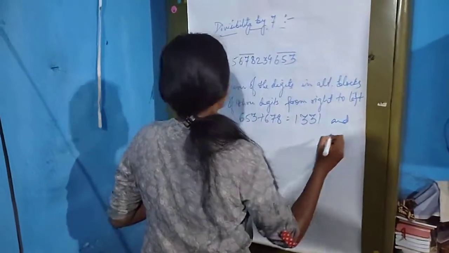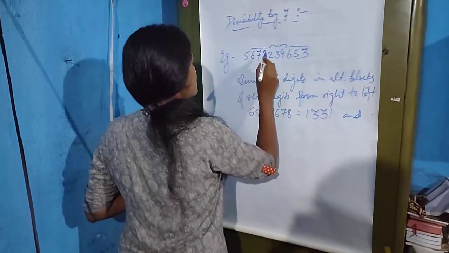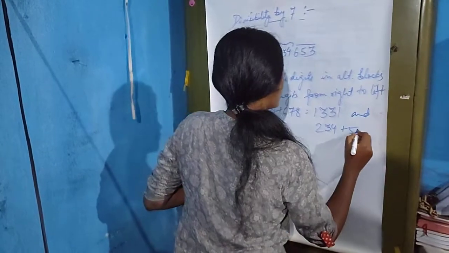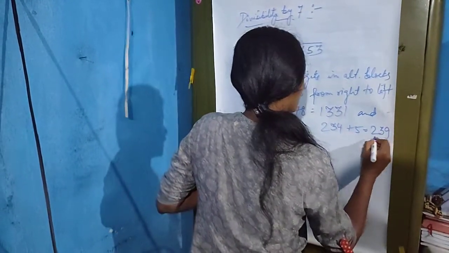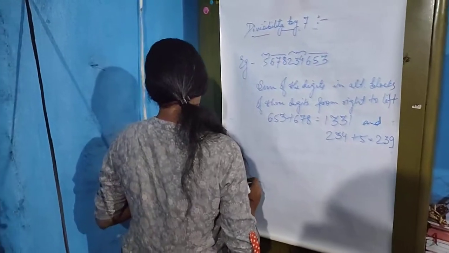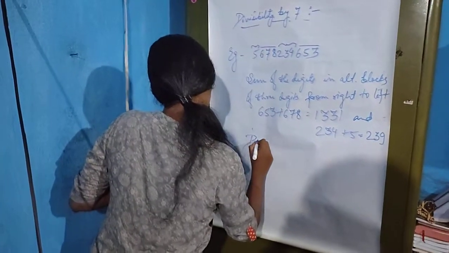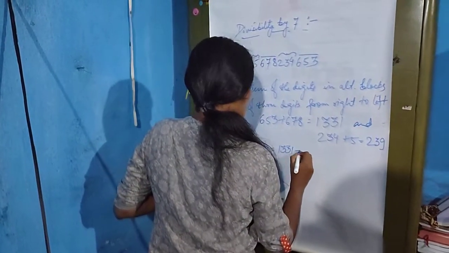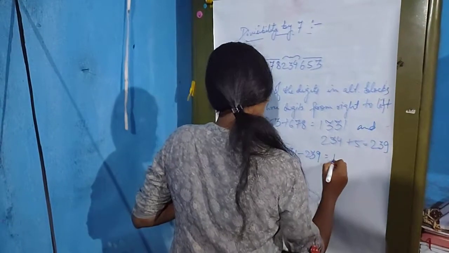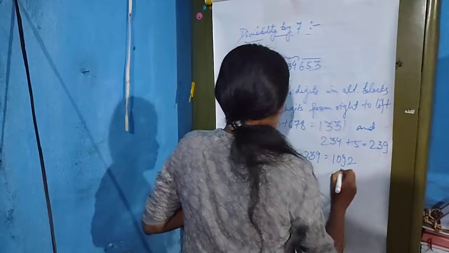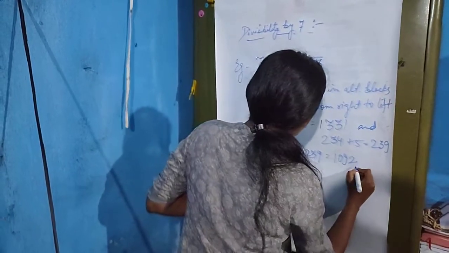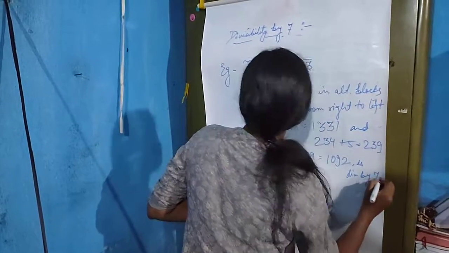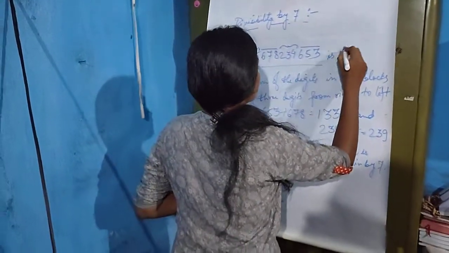And one more, this one, again this 3 you leave, and this one. So 234 plus 5, what will it be? 239. Then you have to find the difference. Now this minus 239. Here you will get 1092. You can see that this number is divisible by 7. So this number is divisible by 7.